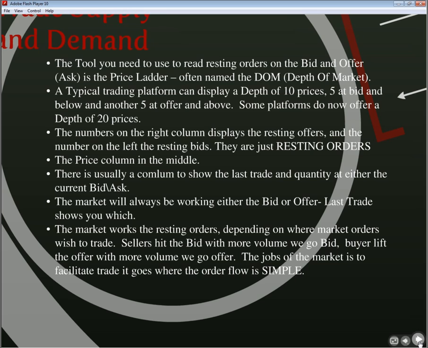So one of the things we need to focus on is the columns. For you guys that are not familiar with this, I'll just go through this quickly. The number on the right column displays the resting offers, and the number on the left shows you the resting bids. They are just resting orders.